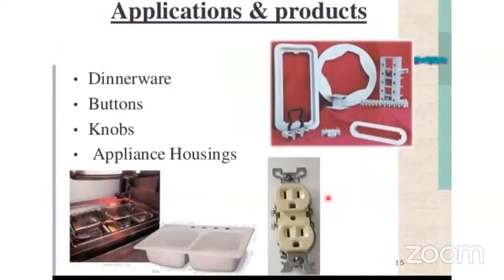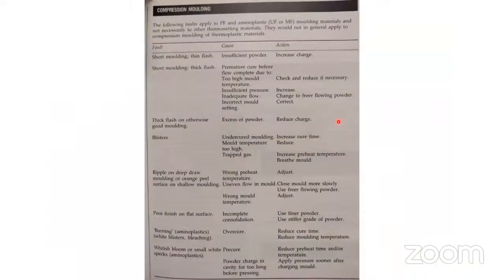Right. Now, application. I told you, what are the applications of a compression molding process? Dinnerware, buttons, knobs, appliance housing. See here, all fridge parts that we keep inside. See these appliances. All these things you can manufacture by using the compression molding press.